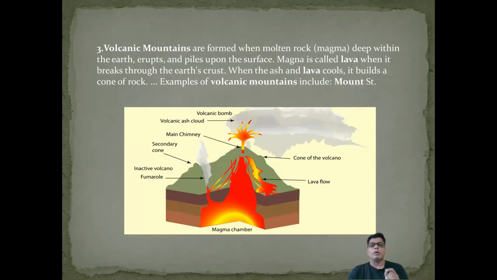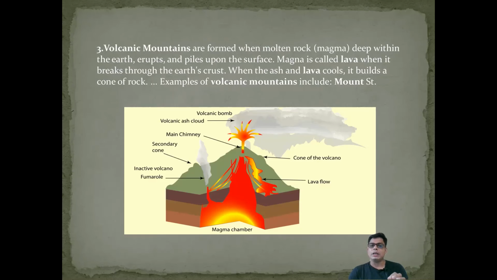And then another type of mountain is called the volcanic mountain. What is a volcanic mountain? Volcanic mountains are formed when molten rock deep within the earth erupts and piles up on the surface of the earth. The magma comes up to the earth's surface, cools down and forms a mountain. So this is called the volcanic mountain. If you visit Japan, Fujiyama is one of the mountains. Okay, so these are examples of the volcanic mountain.